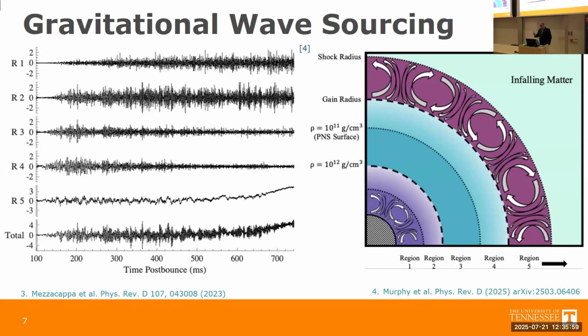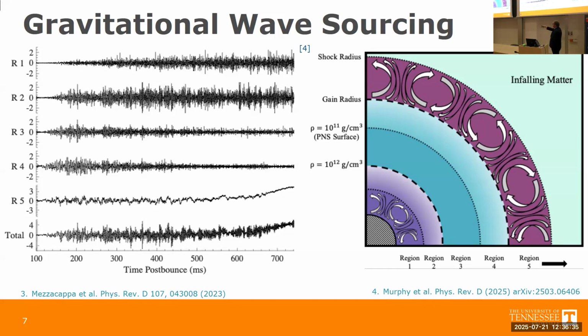And from around 250 milliseconds post-bounce to about 500 milliseconds post-bounce, that's where we have the maximum amplitude of the total signal. And you can see during that time that we have a significant contribution from regions 1 through 4. So each region is contributing significantly to the maximum signal. So this corresponds to the time where we have strong accretion onto the protoneutron star surface. But in our models, what we're seeing is that is not the sole contributor to the gravitational wave generation.